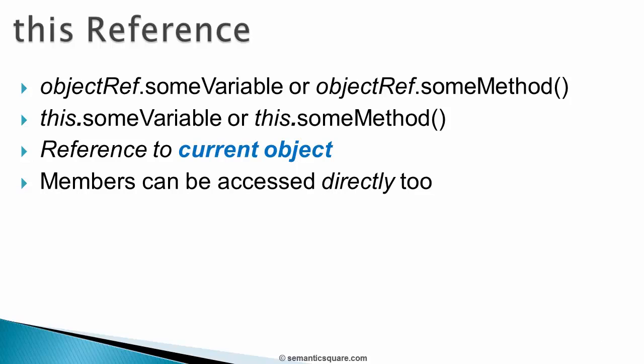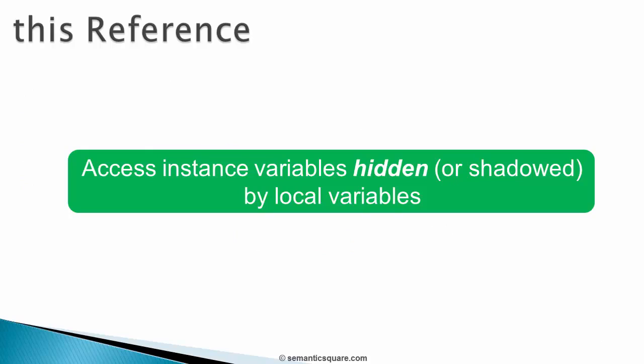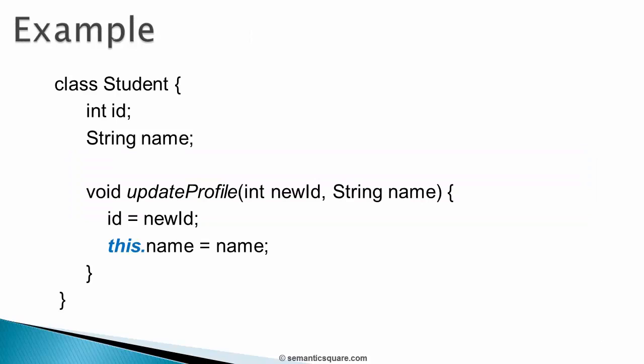Note that though we have this reference, an object can also access its members directly. So the next question would be, why then use this reference when you can access the members directly? The real use of this reference is when we want to access instance variables that are hidden by local variables, which are defined in a method or constructor. Let's look at an example to see what it means for a variable to be hidden or shadowed, which is just another term for hidden.